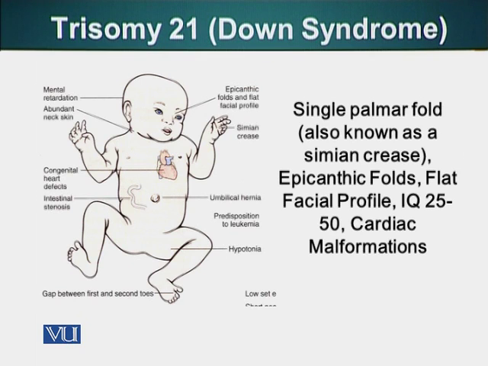These people have epicanthal folds, giving eyes similar to Oriental people, or people of Chinese origin. These people also have a flat facial profile. The IQ of these patients is between 25 and 20. Also, the majority of these patients have cardiac malformations.